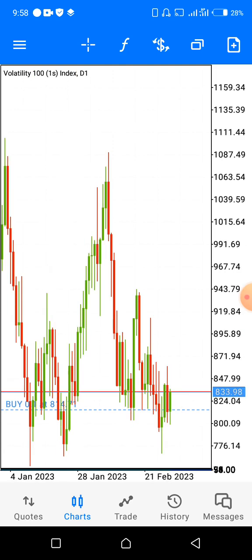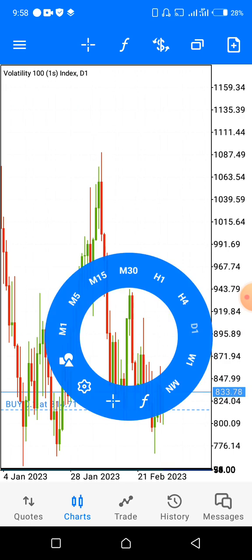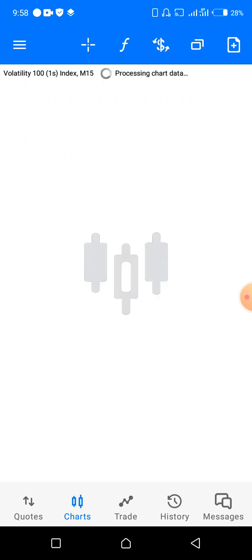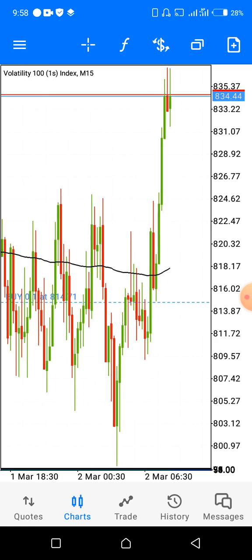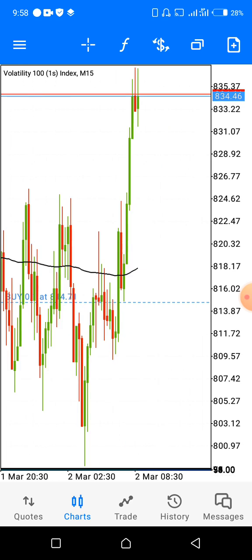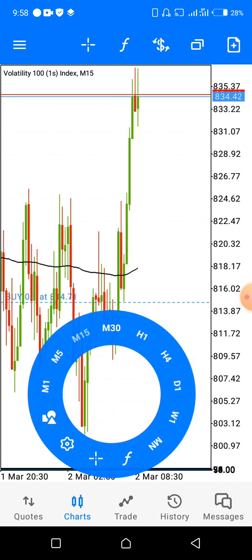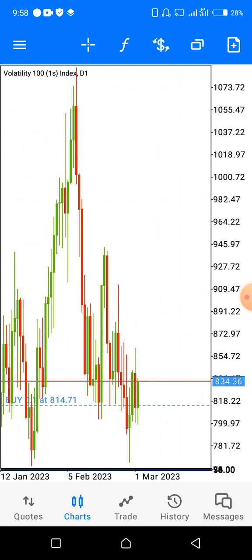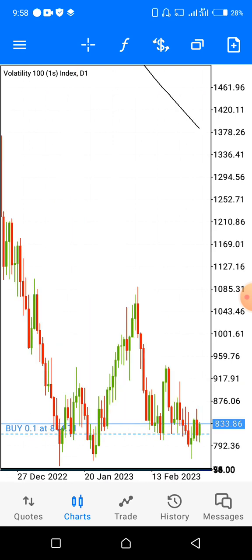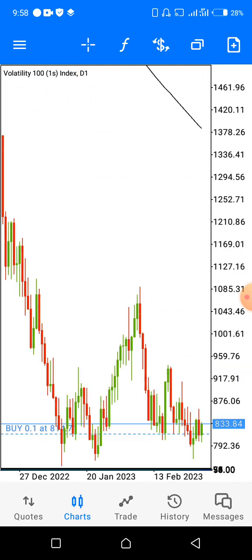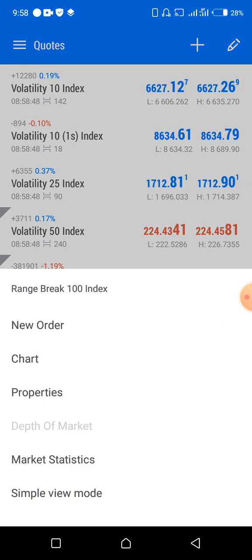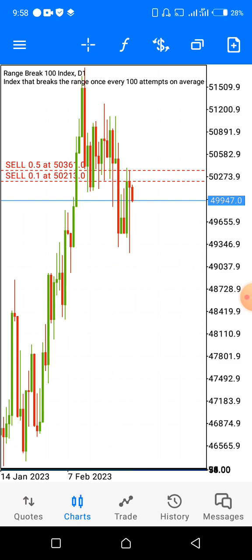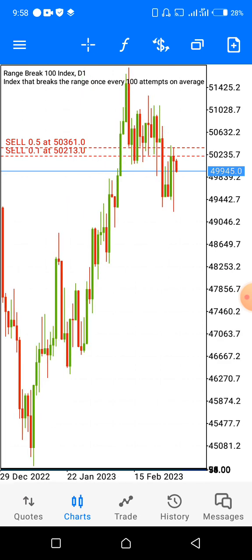If I had been on my, say, 15 minutes or maybe 1 hour, I wouldn't have seen that. Maybe I would be looking out for other strategies, other patterns to enter the market. But you have to always go to the higher time frame so that you can see things, do your top down analysis. So I think I have another trade. That's the range break here. Are you seeing this?